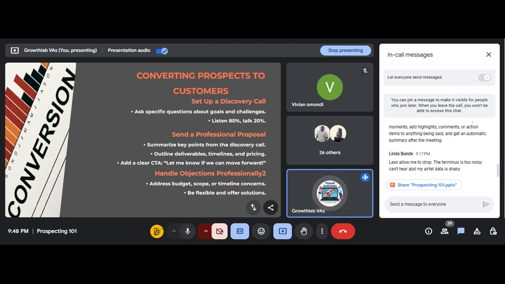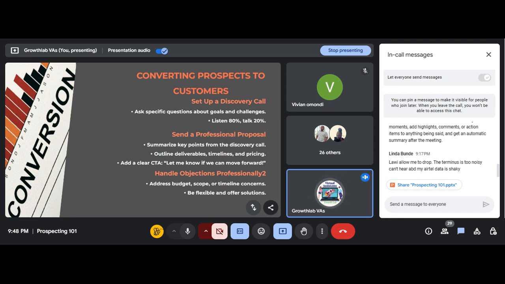Then, after the discovery call, of course, they'll tell you their challenges, what they want. Then you'll tell them if your services can help them achieve their goals. After the call, you should send a professional proposal. This should entail almost everything you discussed in the discovery call. Show the deliverables, show the timelines, the pricing, and in pricing, it's good to give them options.